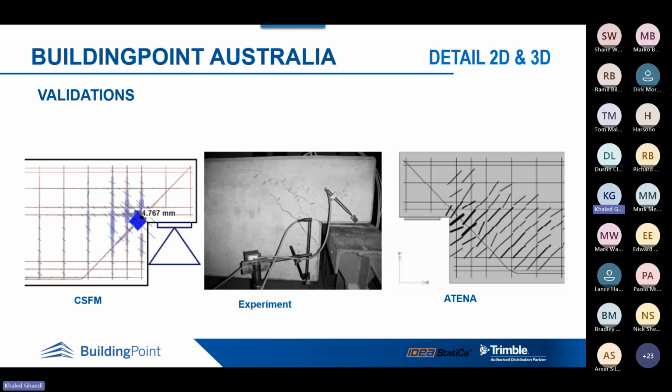Plenty of experimental tests and also some other comparisons have been made by the IDEA StatiCa team to make sure about the accuracy of the IDEA StatiCa Detail 2D and 3D results. So that's why, as you can see here, for example, this is a deep end example where they did an experimental test, and they compared the experimental test with the CSFM method, and also with another proven finite element solution, which is Athena. And as you can see, they agree well in terms of results.